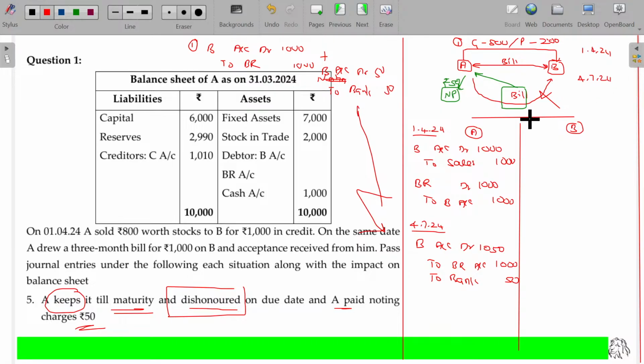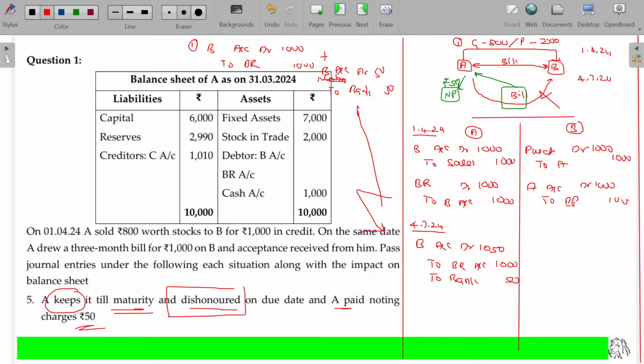In the books of B, the entry being the same like the first one. Rather than sales, here it is purchases. Purchase account debit to A account. The value being 1000. Here A account debit to bills payable.